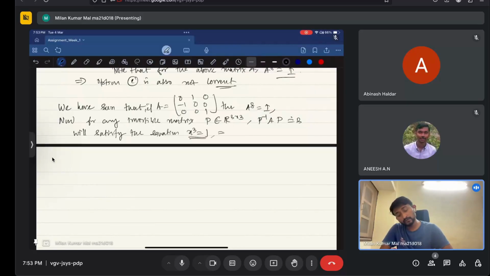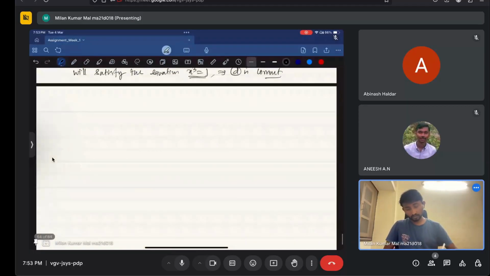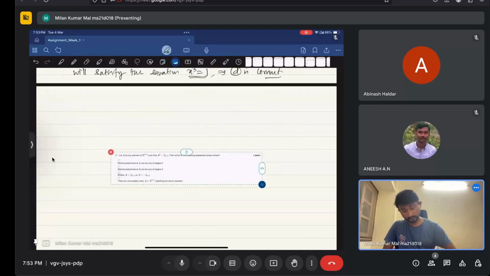So option D is correct, because this is true for any invertible matrix P of order 3 by 3. One can get uncountably many invertible 3 by 3 matrices P. So P inverse AP is this type of matrix and will satisfy this equation. Basically the main point is that B cube equals identity. This is already done, so let's do the next one.